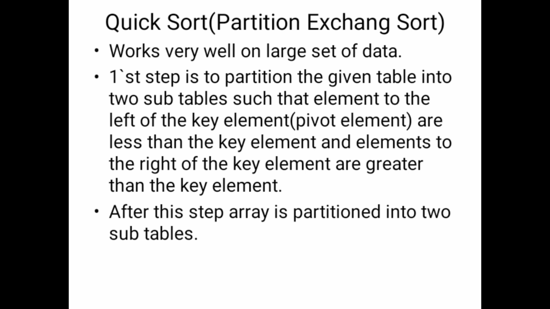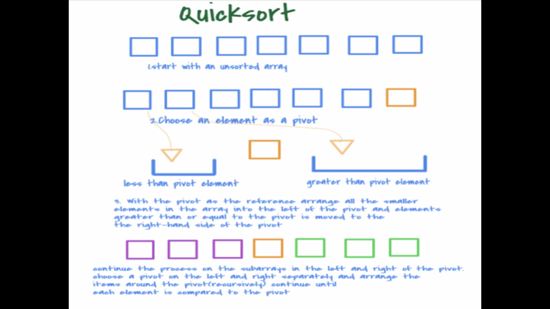As you can see here, there is a list of unsorted array. This is an unsorted array. Then you are choosing an element as the pivot element. After the implementation of this quicksort, elements to the left of the pivot element are less than the pivot element, and elements to the right are greater than the pivot element.